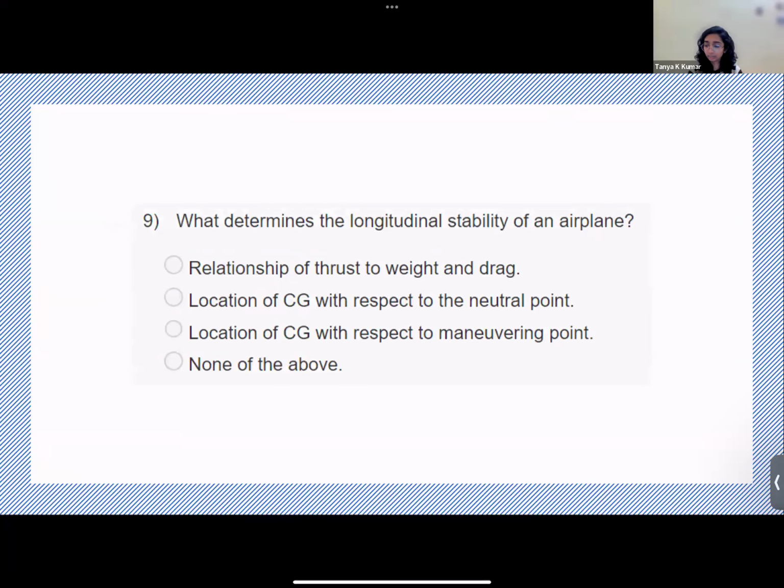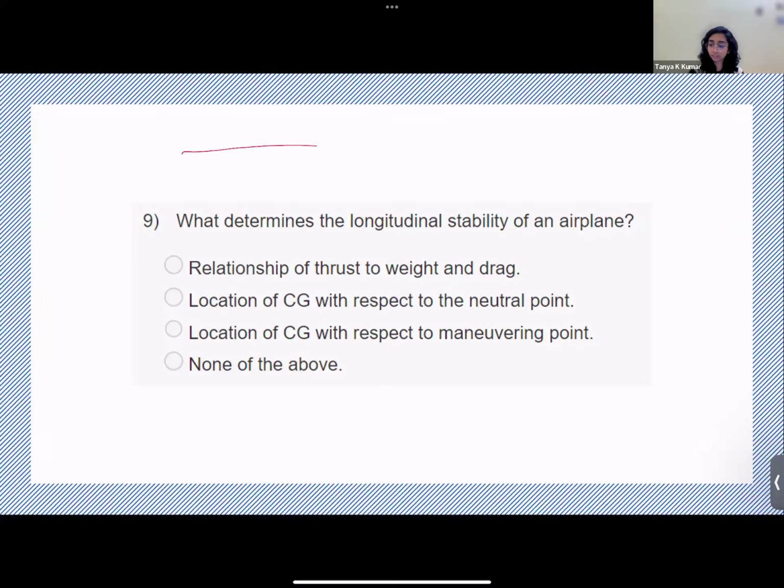Then what determines the longitudinal stability of an airplane? Relationship of thrust to weight and drag, location of CG with respect to neutral point, location of CG with respect to maneuvering point, none of the above. We just discussed this, right, in the beginning of this lecture? B, correct. So location of CG with respect to neutral point.